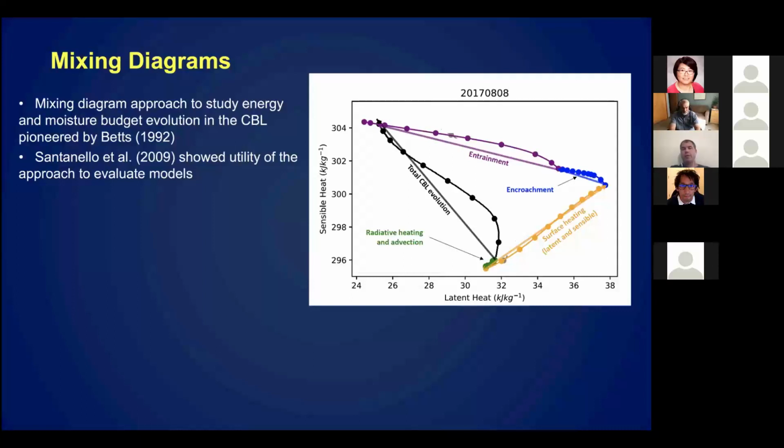And then typically what's done is you derive entrainment as the residual between the total evolution and the sum of those other terms. Next slide.